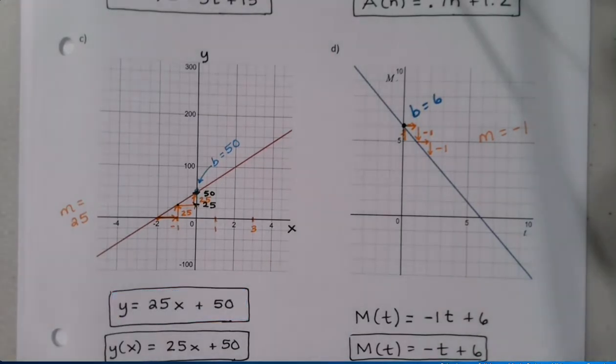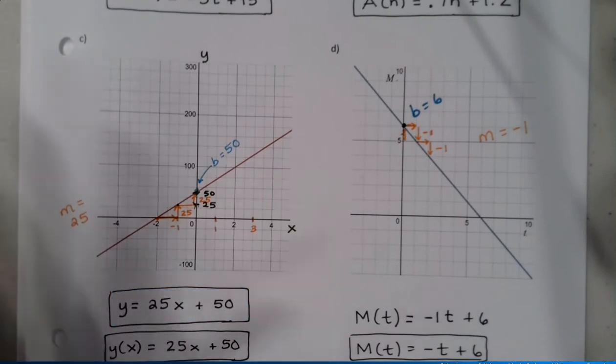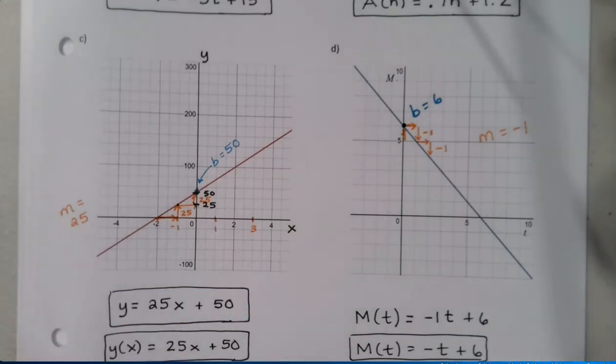So, moral of the story, you can go between the numerical table of values, the graph, and the equation, as long as you remember the slope is the rate of change. It's what happens to y when x goes up by 1. And the b value is simply the y-intercept, what happens when x is 0.